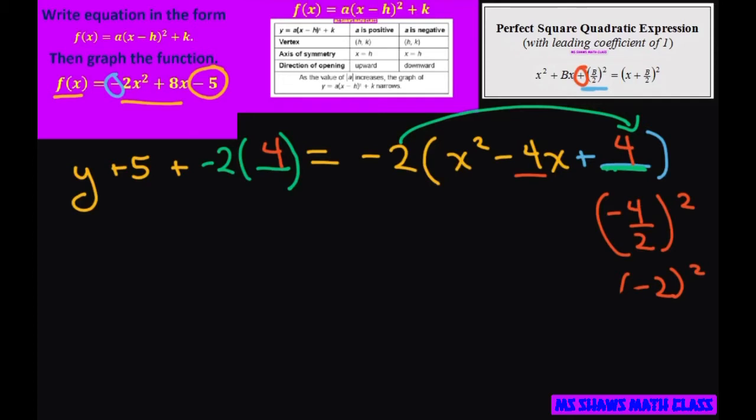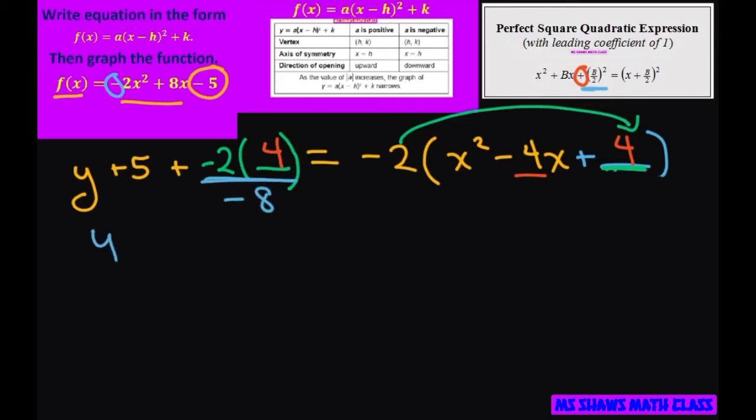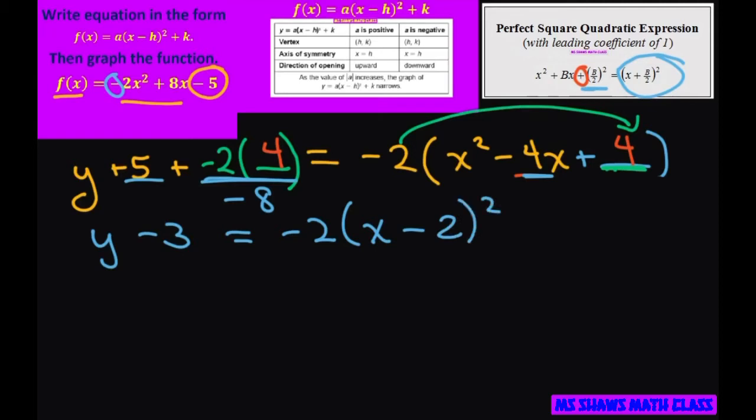Now, let's clean up both sides of the equation. So, this is going to be negative 8. So, we get y minus 3, 5 minus 8 equals negative 3. And then condense this perfect square trinomial as x minus, take half of the 4 is 2 squared. You can see your vertex clearly from this way.